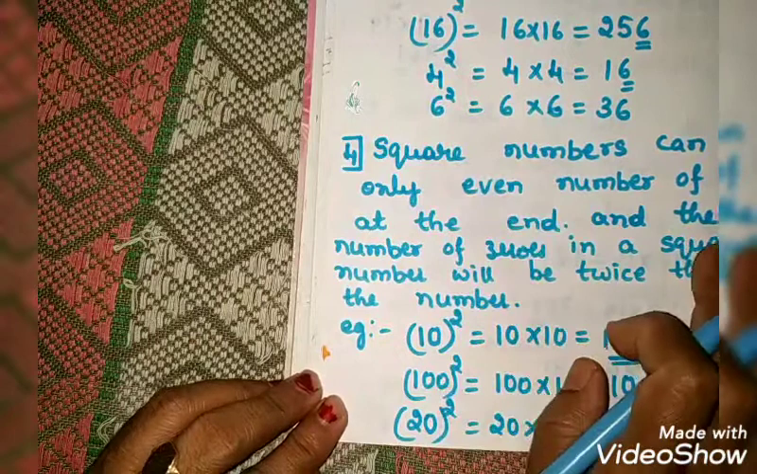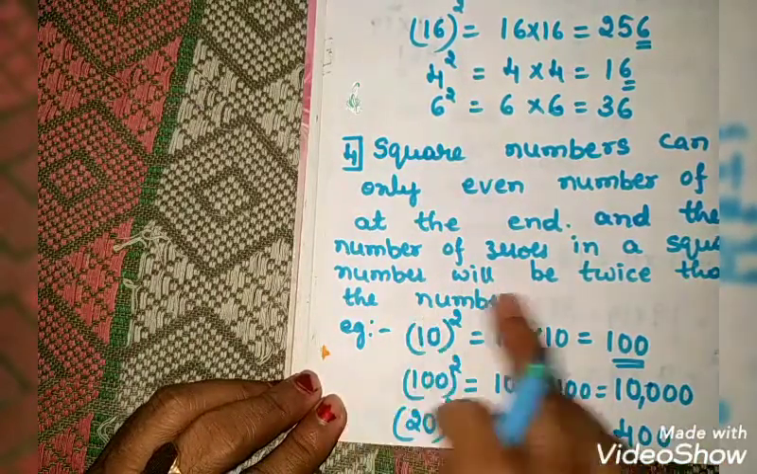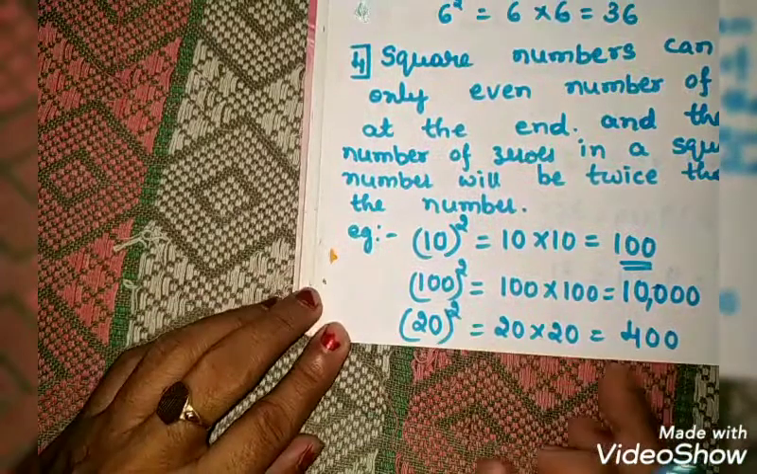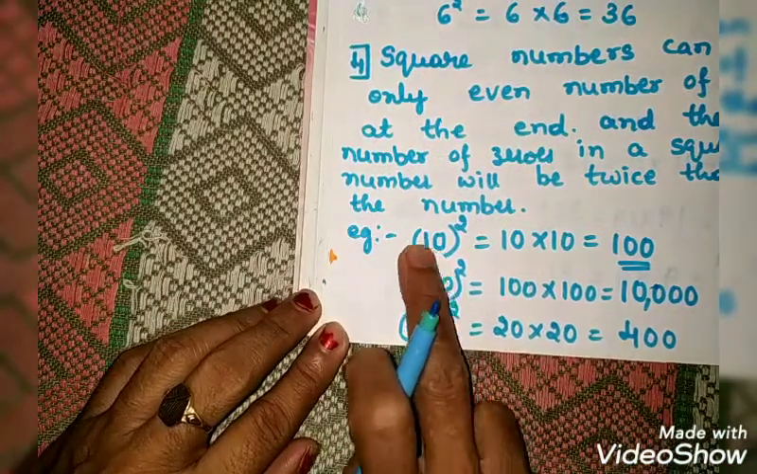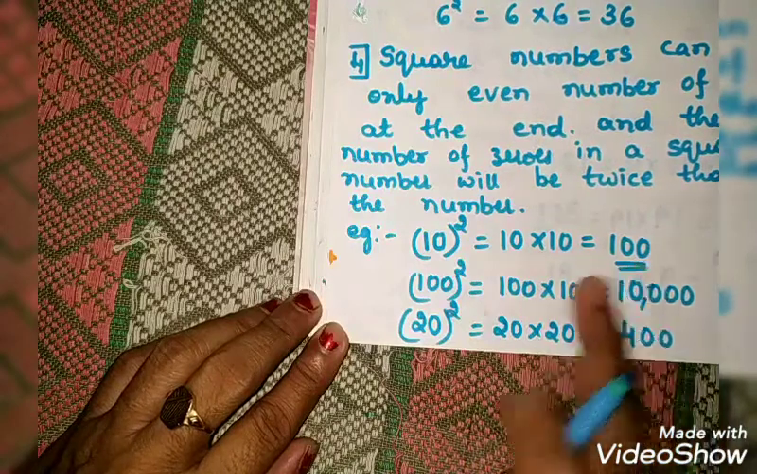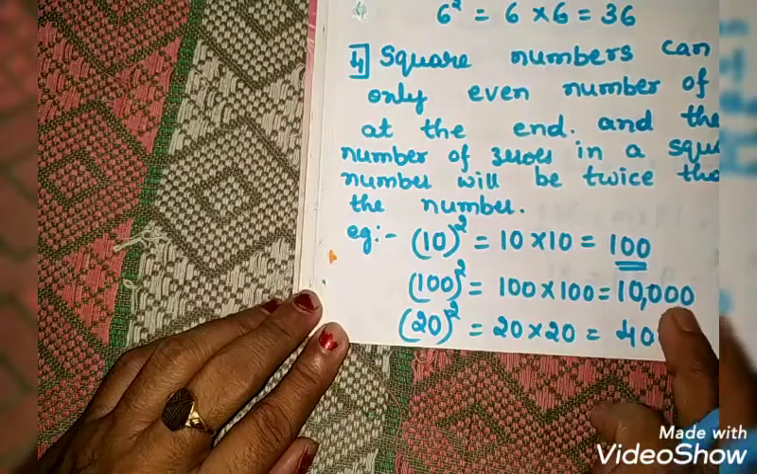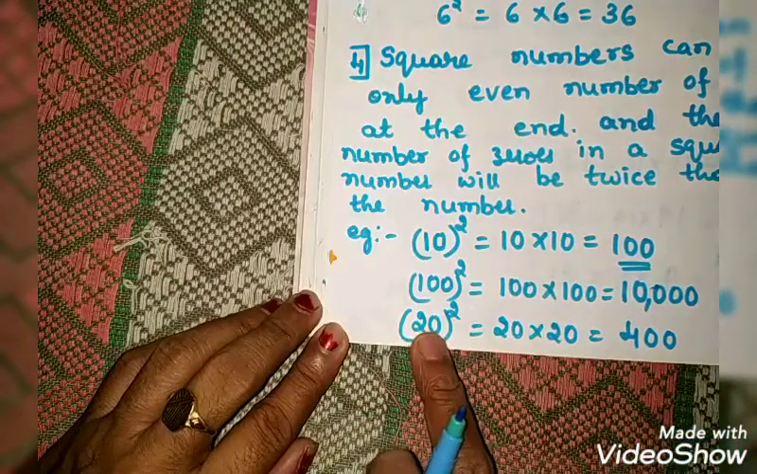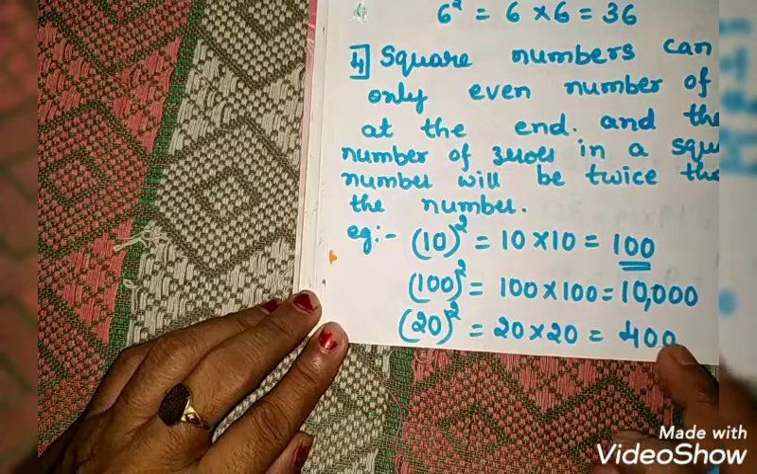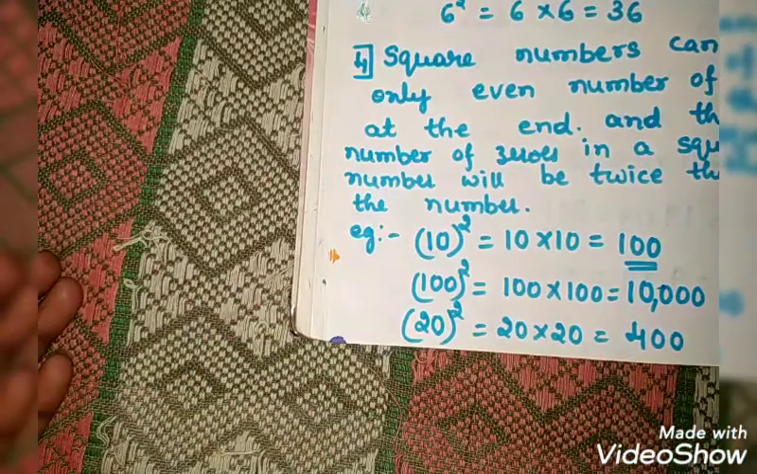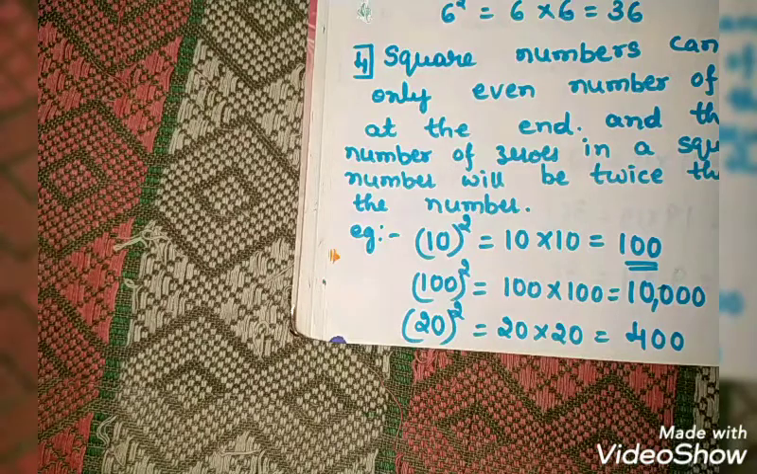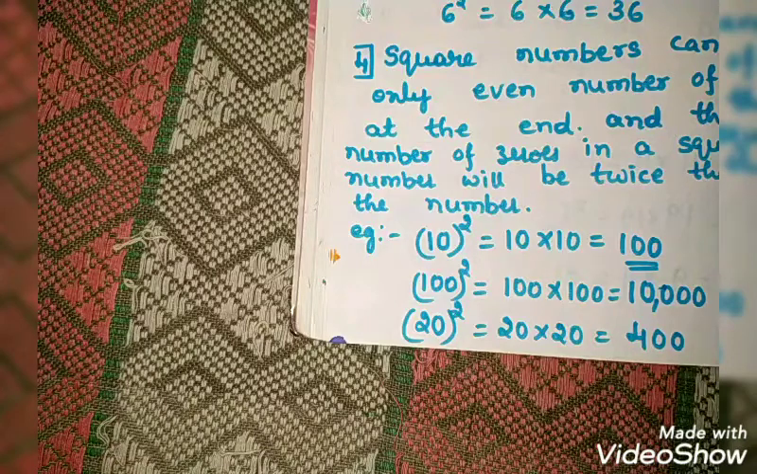And the second portion of it. The number of zeros in a square number will be twice that of the number. Correct, no? Here 1 zero is there in a number. Then its square, 2 zeros will be there. If 2 zeros are there in a number, then in its square 4 zeros will be there. If 1 is there in a number, then in its square there will be 2 zeros, double of that. So in this way we can know about the properties which will help us to find out the squares easily and also to know about them easily. I hope you understood about this.